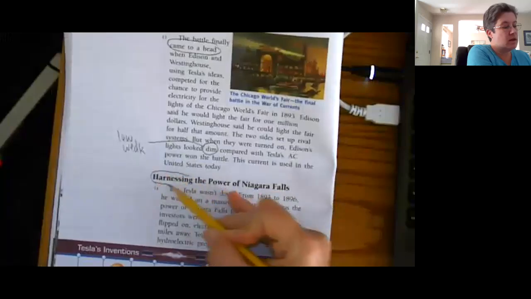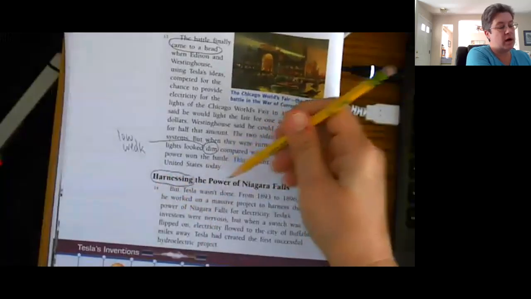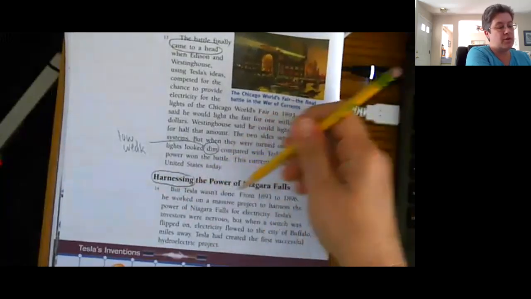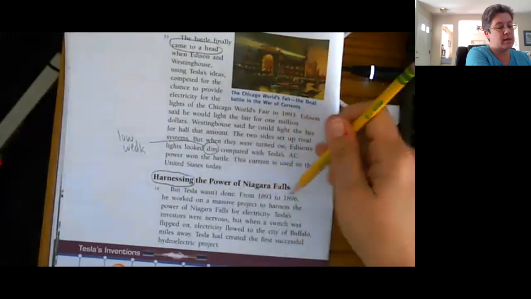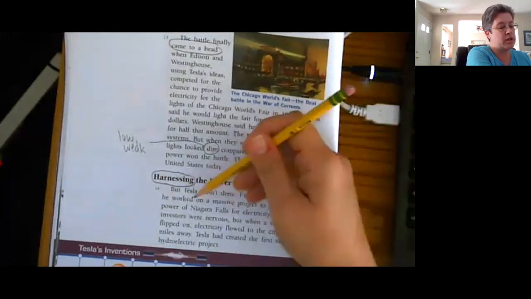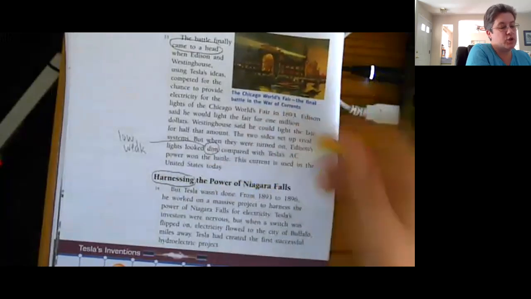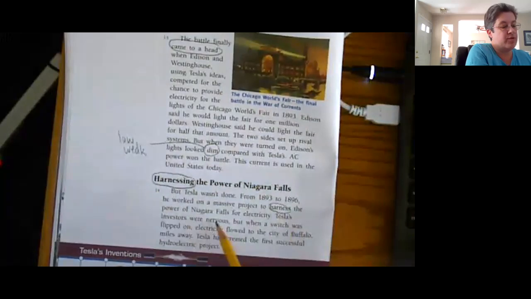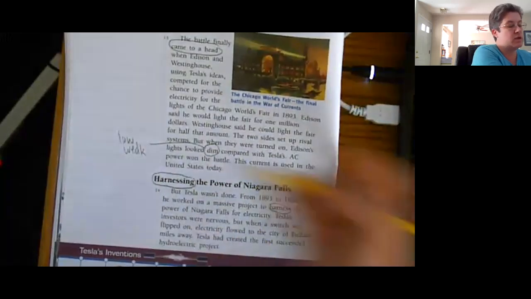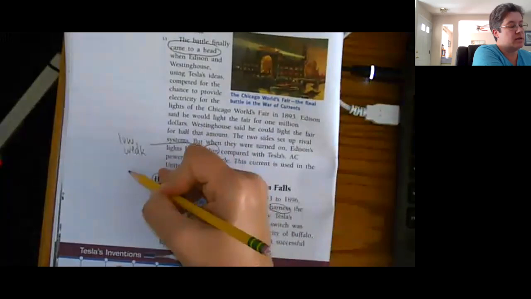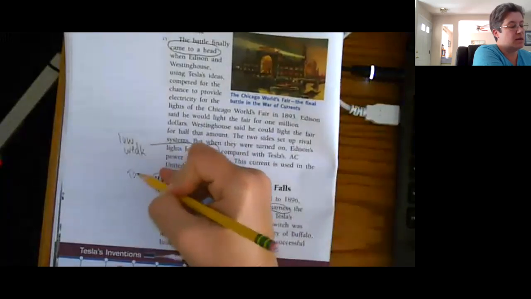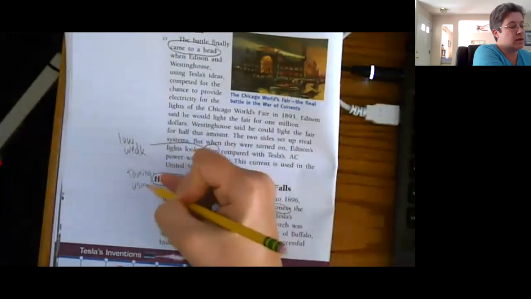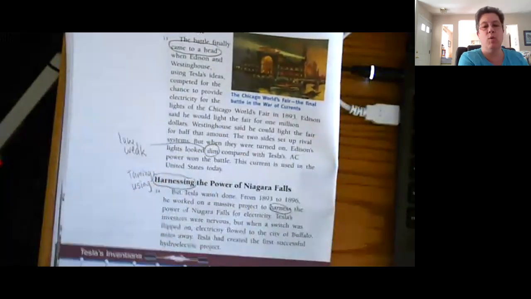Harnessing the power of Niagara Falls. But Tesla wasn't done. From 1893 to 1896, he worked on a massive project to harness the power of Niagara Falls for electricity. So harnessing here means taming it so that you can be using it, using the power of a waterfall.